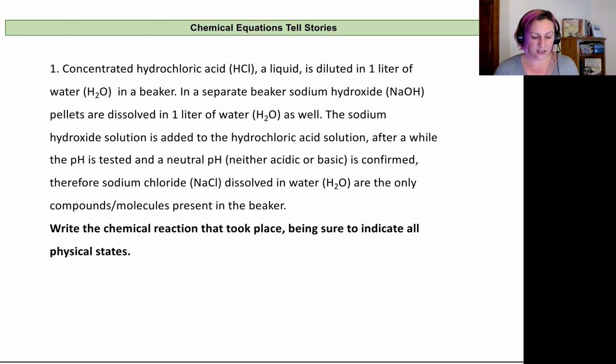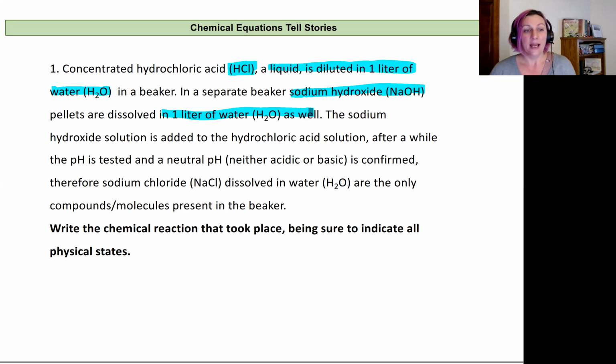So it says that concentrated HCl, hydrochloric acid, is a liquid and is diluted in 1 liter of water in a beaker. Now, in a separate beaker, sodium hydroxide, NaOH, pellets are dissolved in 1 liter of water as well. Now, the sodium hydroxide solution is then added to the hydrochloric acid solution. And after a while, it'll get hot. It might even bubble. The pH is tested, and we see that there's a neutral pH, that there's neither an acid nor a base, and that's confirmed. Therefore, we've got sodium chloride dissolved in water as the only product that is present in the beaker.